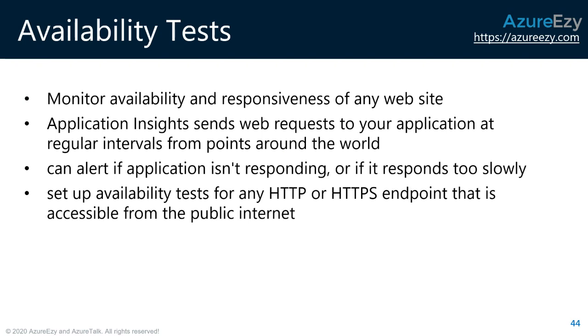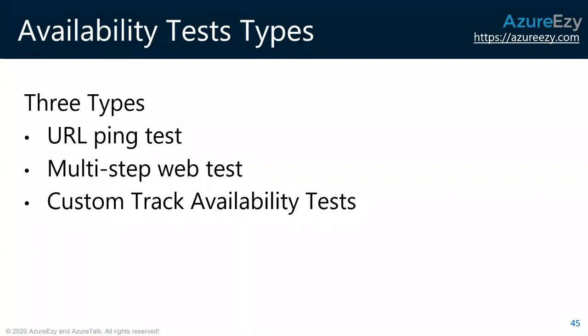With this availability test, there are three types of tests that you can use. One is a URL ping test. Then the second is a multi-step website test, and the third is the custom TrackAvailability test.